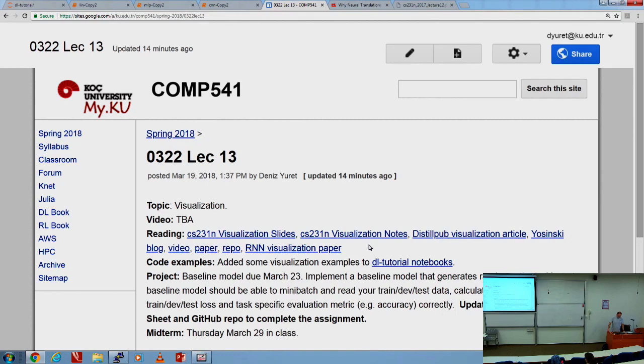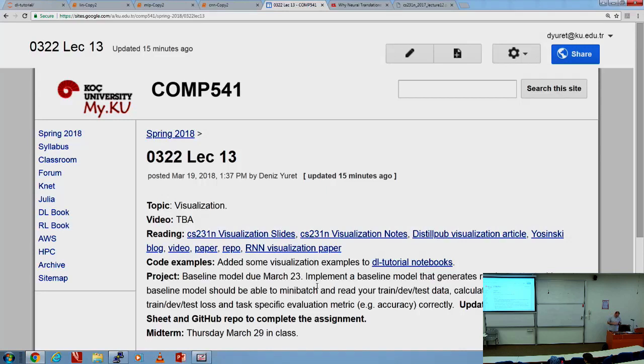The project baseline model is due tomorrow. Anybody having a hard time completing this baseline model? Anybody have any questions on how to do the baseline model? This is an important milestone that you shouldn't be late for, because the rest of the project is going to depend on having a complete end-to-end implementation of something that you can improve on. If you don't have that to start with, the project might be delayed.